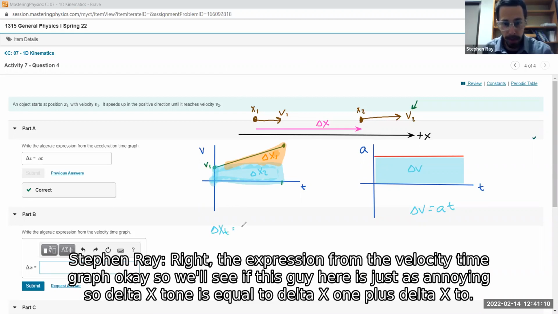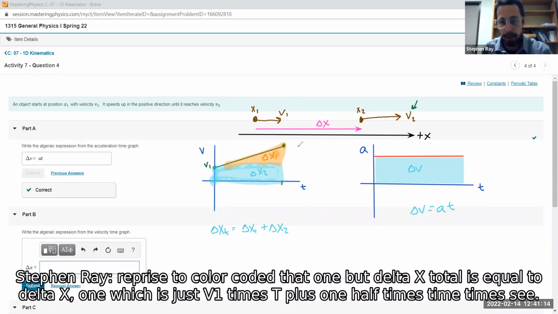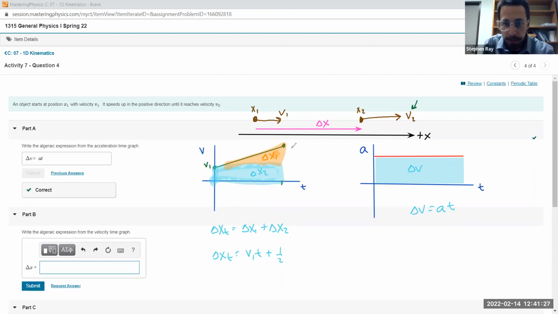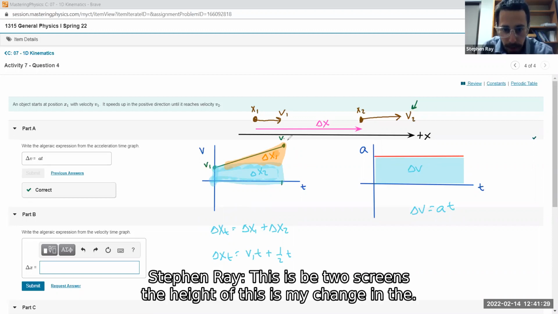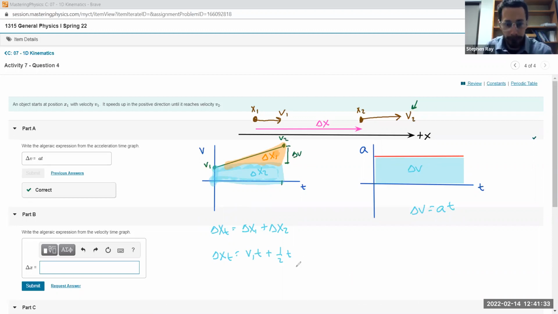So delta x total is equal to delta x1 plus delta x2. Right, probably should have color coded that one, but delta x total is equal to delta x1, which is just v1 times t, plus 1/2 times time times delta v. This is v2, which means the height of this is my change in v, delta v.